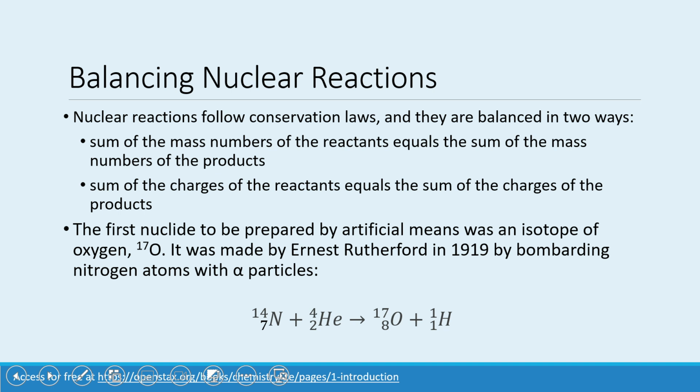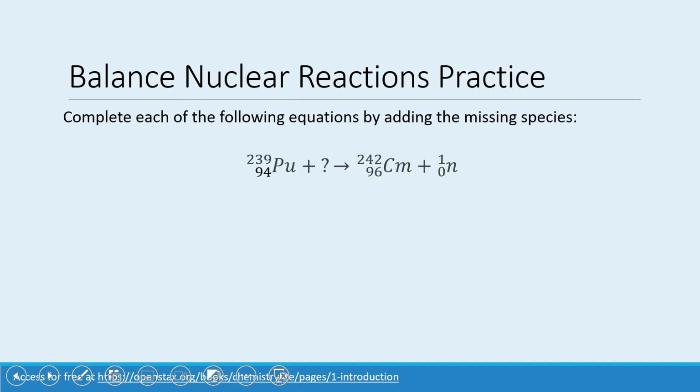Okay, so in this example here, if we look at the mass numbers for the reactants, you have a total of 18. And then if we add the mass numbers on the product side, those should equal 18 as well. We can do the same thing for the atomic number, right? 7 plus 2 will give us 9, and that should be equal to 8 plus 1, which will also give us 9. Okay, so very simple process. Just make sure that the atomic numbers add up on both sides as well as the mass numbers, and that they're equivalent on the reactant and the product side.